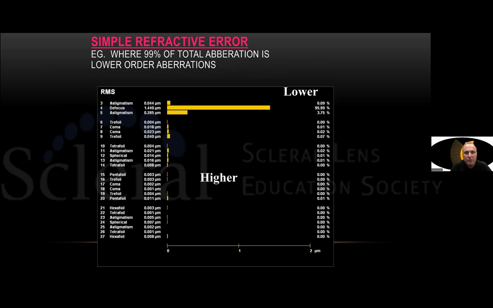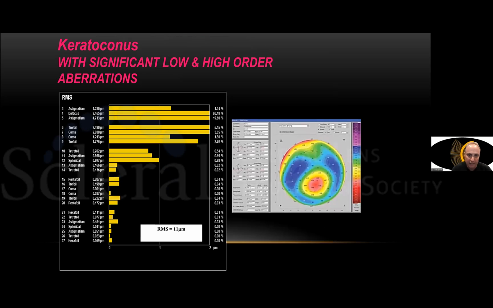Now we'll take a person who simply has refractive error but very low high order aberrations. This patient has predominantly a spherical error, called defocus, and some moderate astigmatism, but the high order aberrations remain quite low. So with a traditional correction, we would expect this individual to see very well and have really high quality visual performance. Compare that to a keratoconic.